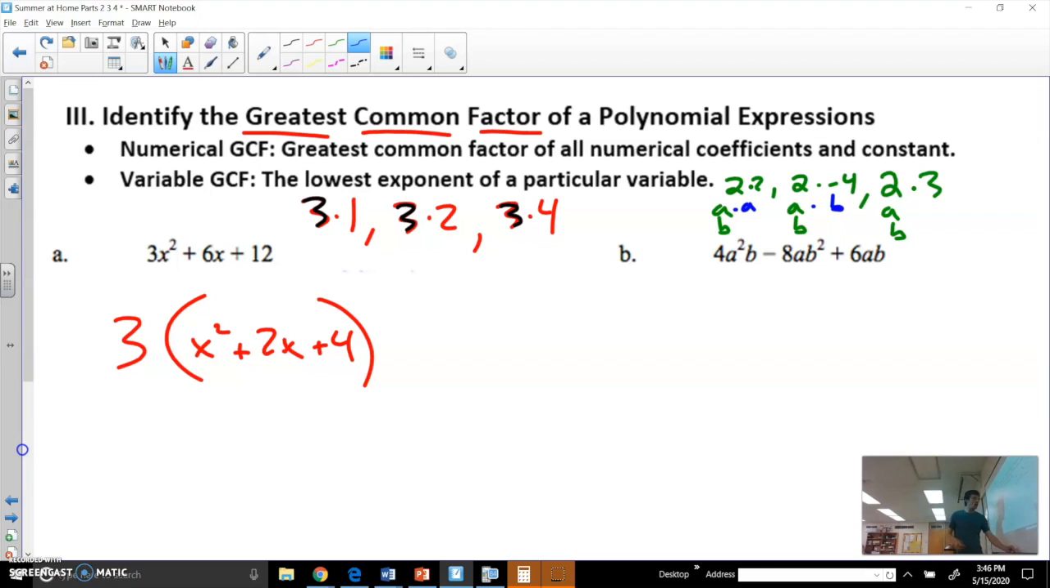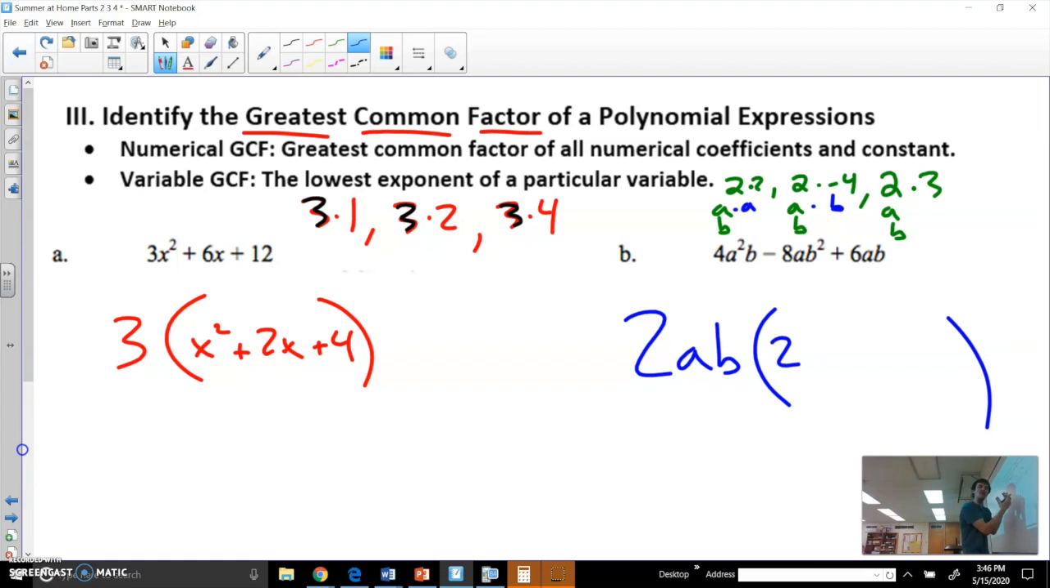So what do they all have in common? They all have 2 in common. They all have up to an a in common. And they have up to a b in common. Now, none of them have more than that in common. For example, I can't take 2 b's out of each one, because certain ones don't have 2 to take. And when I say take, I'm more thinking about division here. So 4 divided by 2 would be 2.